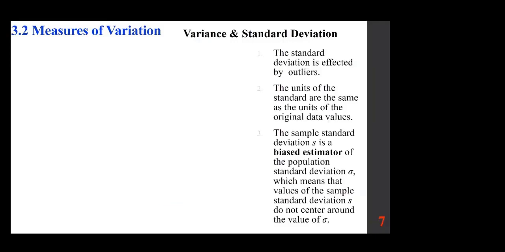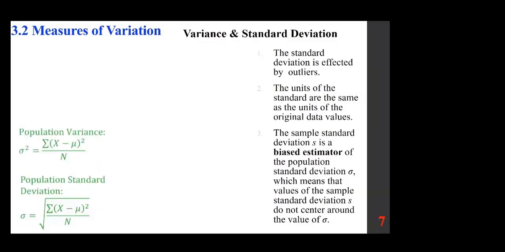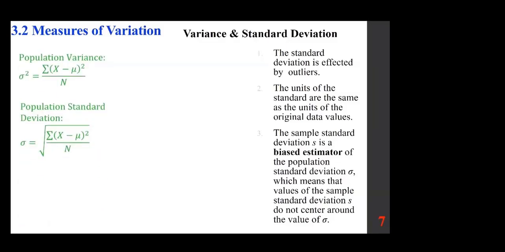Obviously, standard deviation is affected by outliers. The units are the same, and the sample standard deviation is considered a biased estimator of the population standard deviation sigma, which means that values of a sample standard deviation do not center around the value of sigma. We'll discuss this concept of an estimator in later chapters, but here are the formulas. Let's see how it's calculated. Obviously, you can use a calculator to do the calculation, but for small data, we should be able to do it by hand, just for practice.